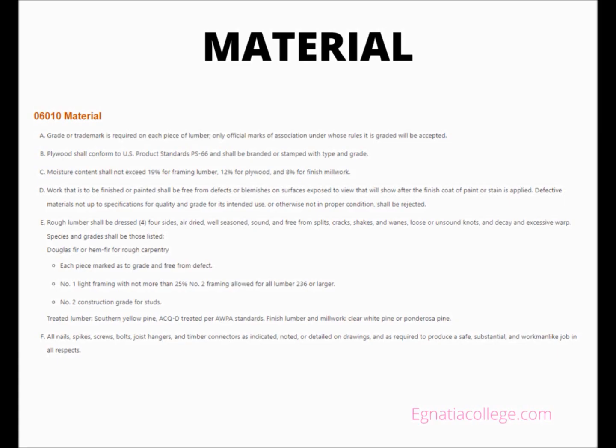Defective materials not up to specifications for quality and grade for its intended use, or otherwise not in proper condition, shall be rejected. Rough lumber shall be dressed 4 sides, air-dried, well-seasoned, sound, and free from splits, cracks, shakes, and wanes, loose or unsound knots, and decay and excessive warp. Species and grades shall be those listed. Douglas fir or hem-fir for rough carpentry. Each piece marked as to grade and free from defect.